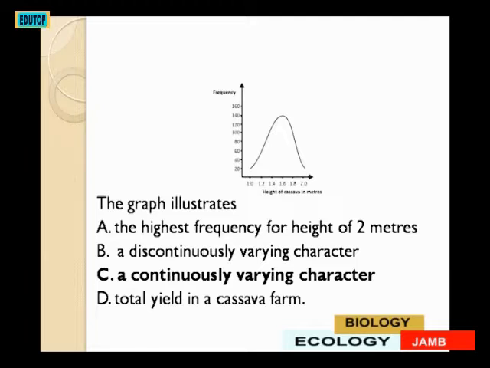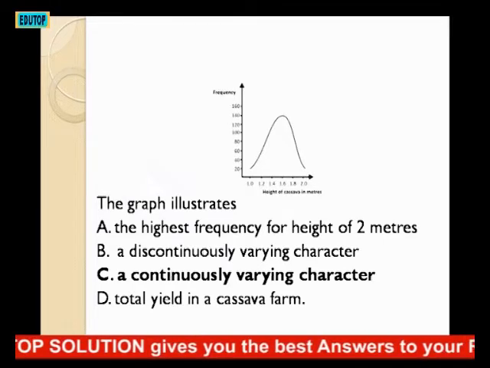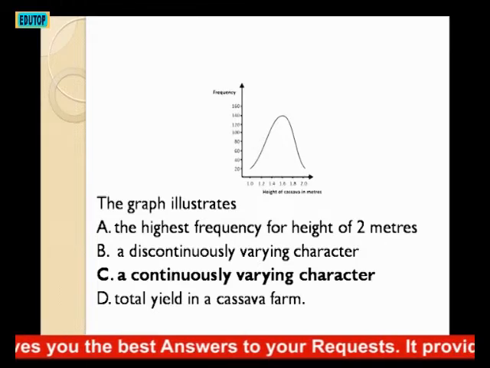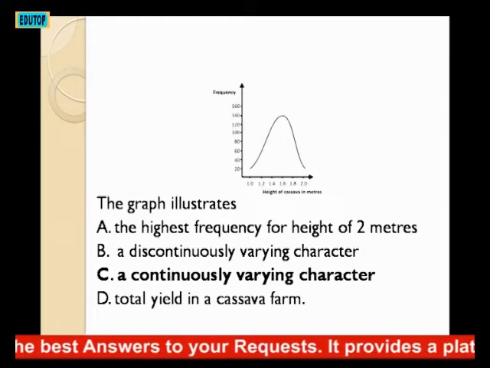So the question says the graph illustrates A, the highest frequency of height of 2 meters, B, a discontinuously varying character, C, a continuously varying character, D, total yield in a cassava farm. The answer is C, a continuously varying character. The frequency and the height of the cassava are varied continuously at different times.